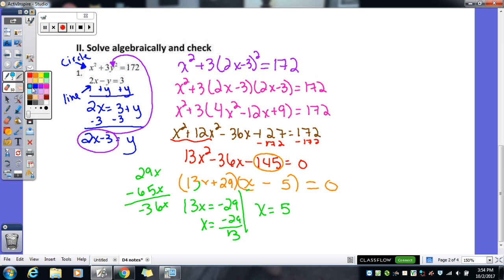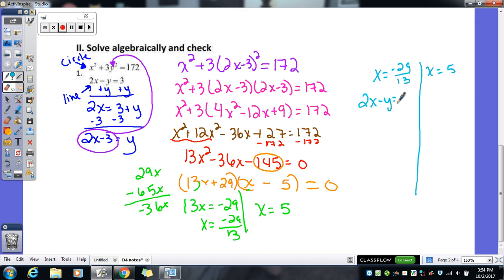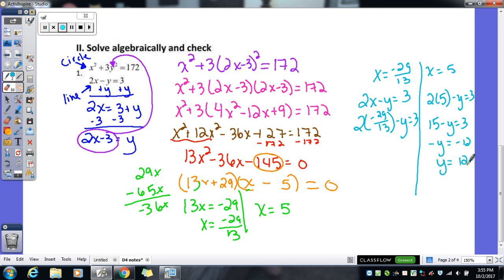Now that's only half of our answer though. We had y values all the way back at the beginning when we started this. So I'm going to rewrite this. Negative 29 over 13. X equals 5. So I'm going to use my linear equation. I'm going to plug in what I got for my x. It's going to be a little easier over here on this side. That gives me 15 minus y equals 3. Negative y equals negative 12, so y equals positive 12.